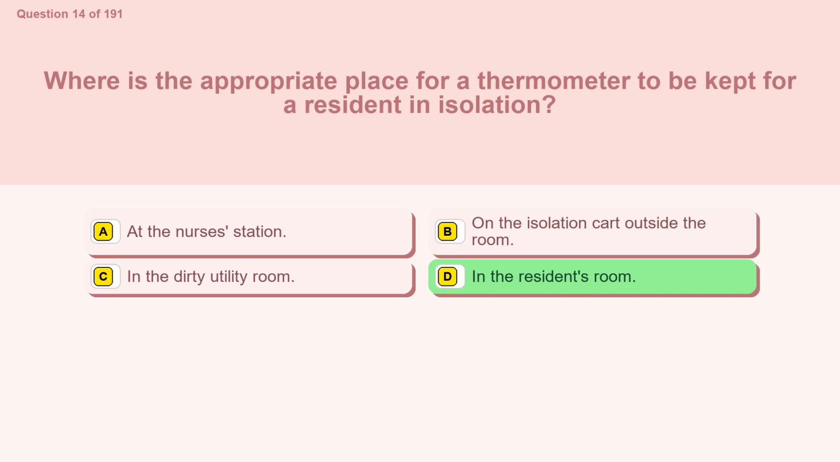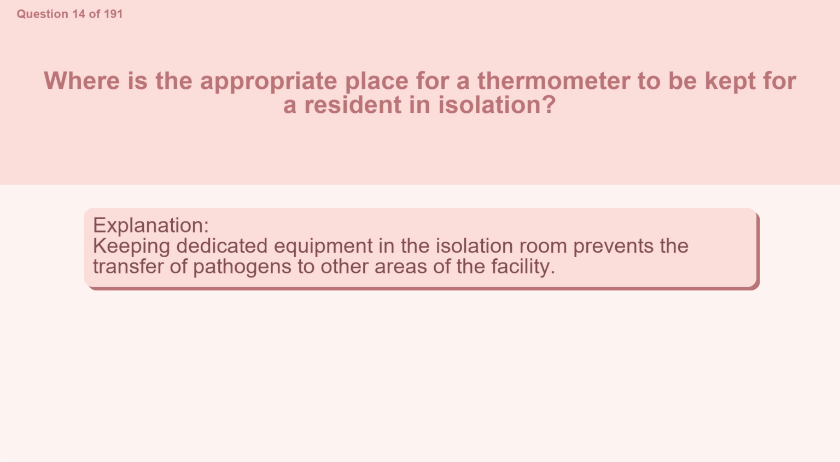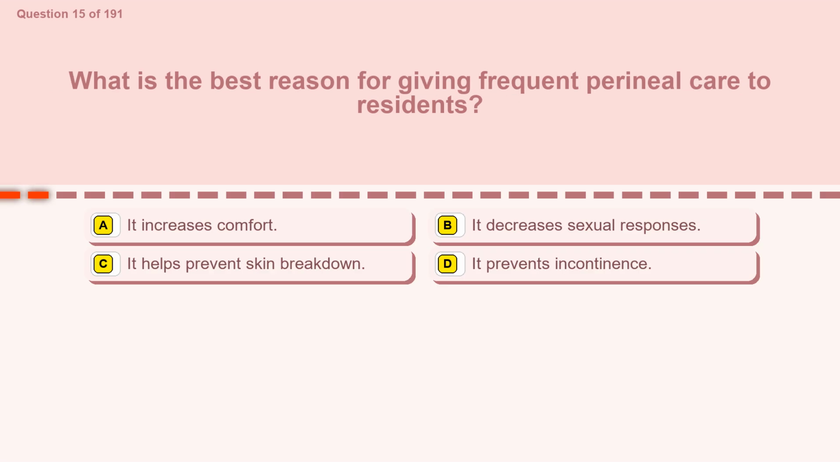The correct answer is option D, in the resident's room. Keeping dedicated equipment in the isolation room prevents the transfer of pathogens to other areas of the facility. Question 15. What is the best reason for giving frequent perineal care to residents?